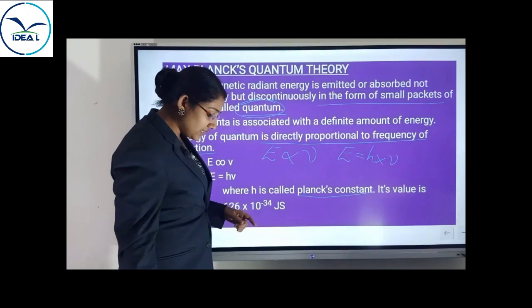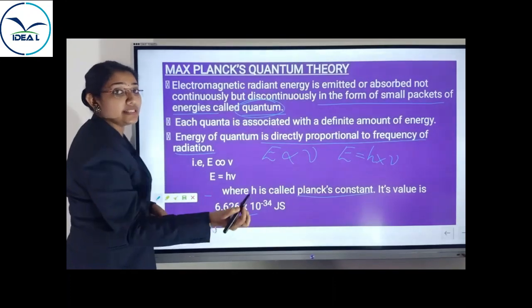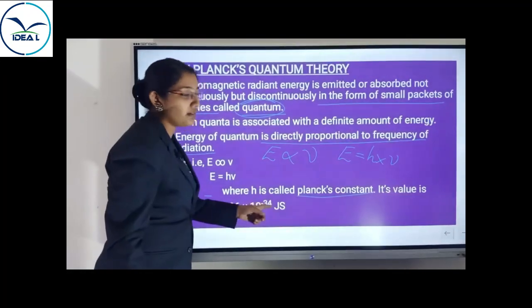Its value is 6.626 into 10 raised to minus 34 joule second. This is an important value.